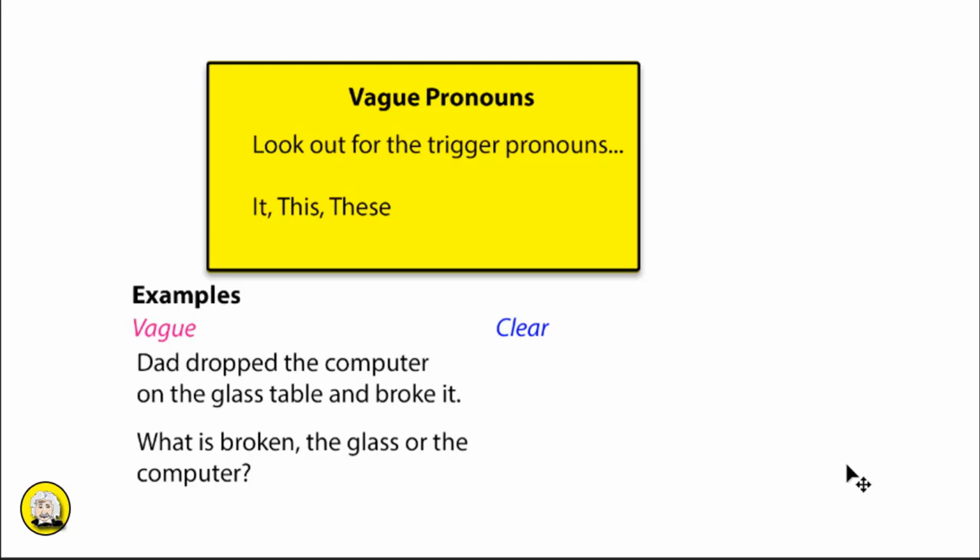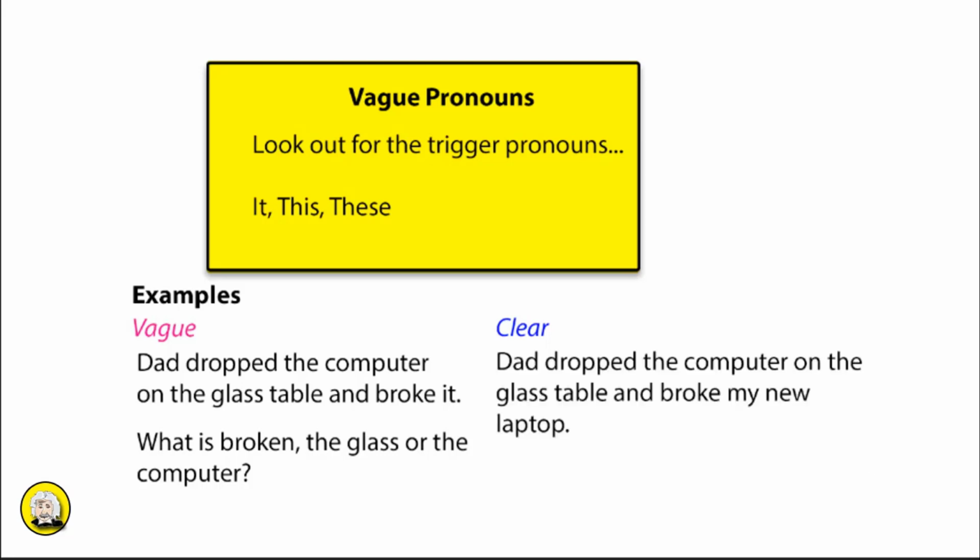It, this, and these. For example, "Dad dropped the computer on the glass table and broke it." What does the "it" refer to? Is the glass broken or the computer broken? In this case, it's not clear. How would we correct that? We might say something like, "Dad dropped the computer on the glass table and broke my new laptop." So we use a specific noun to indicate what was broken, the glass table or the computer laptop.